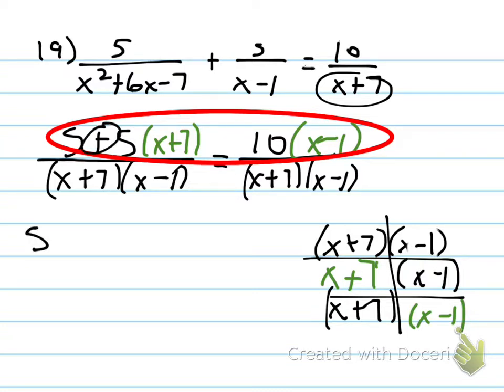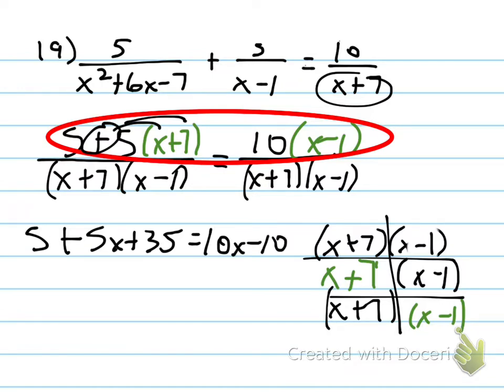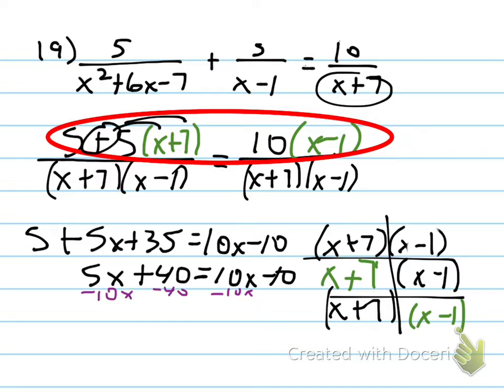I don't add first here, I multiply and get 5x plus 35 equal to 10x minus 10. So this right here, these two will combine to be 40. And now I'm ready to do stuff to both sides. I'm going to subtract 10x from both sides. And I'm going to subtract 40 from both sides.